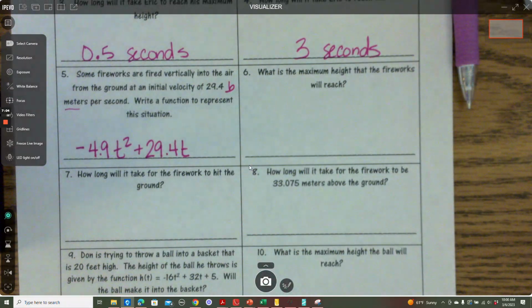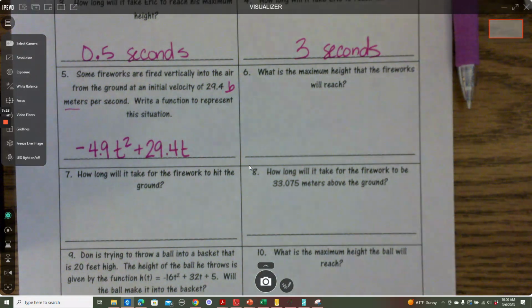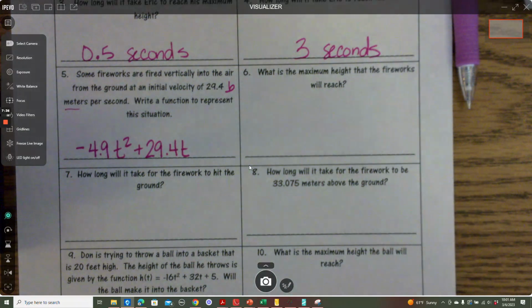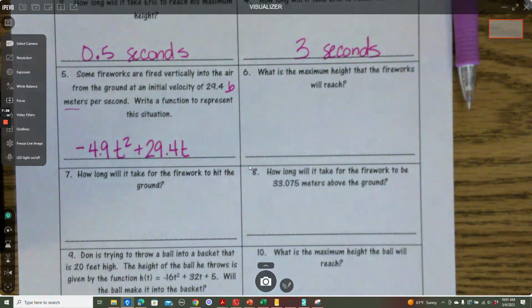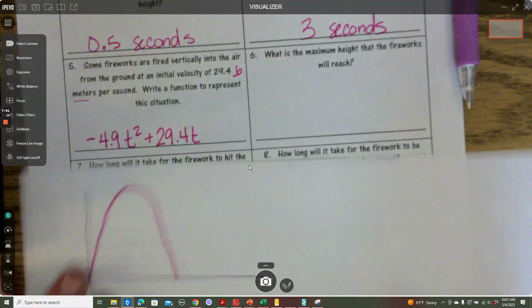Remember the c value at the end is the height off the ground. What's the height off the ground if I shoot the fireworks from the ground? If I'm standing right here and I jump from here, how high off the ground was I when I started? 0. So if what you're shooting or firing or hitting is starting at ground level, you don't have a c because it's plus 0.